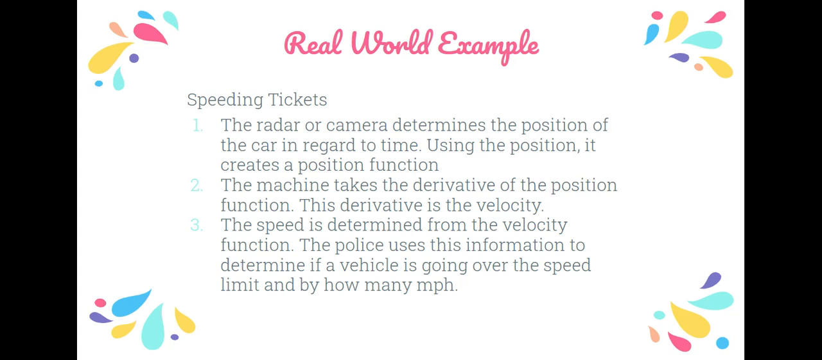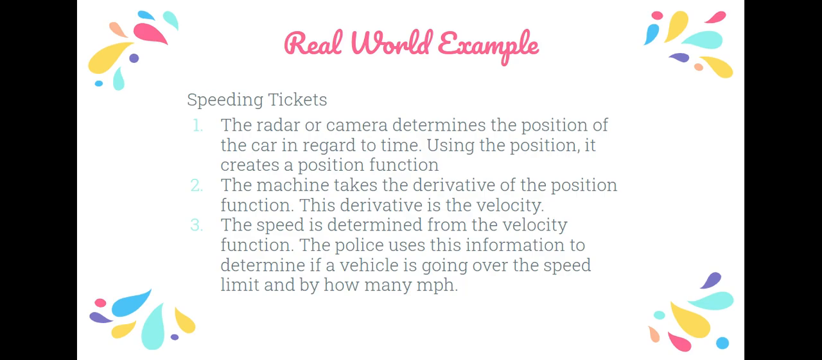Next, the machine takes the derivative of the position function, and this derivative is known as the velocity. The speed is determined from the velocity function. So the speed is equal to the absolute value of velocity, so that is determined. And the police use the information to determine if a vehicle is going over the speed limit and by how many miles per hour.